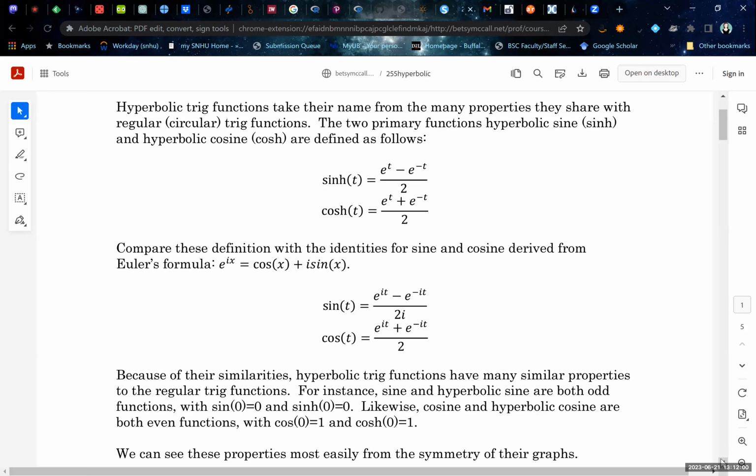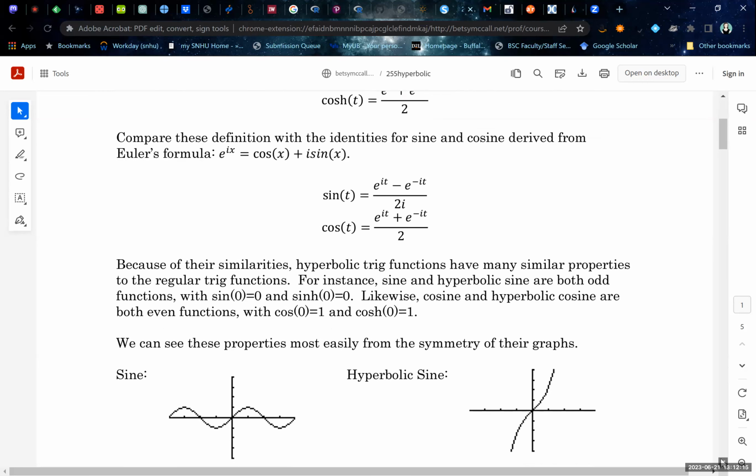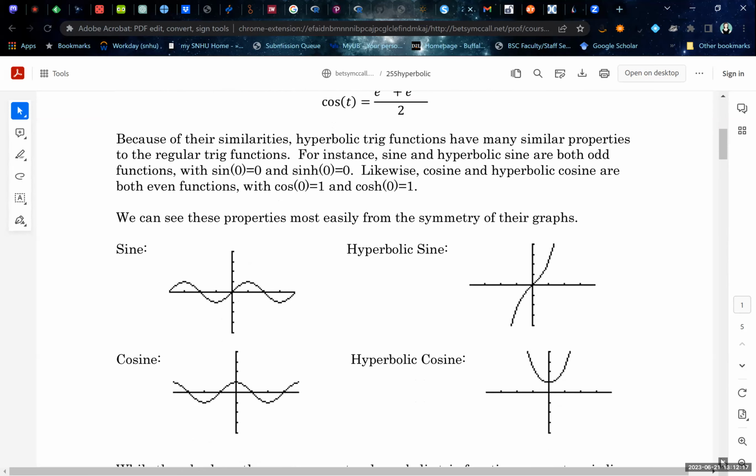So again, these properties are really similar to each other. Now, the same thing applies, of course, to the other hyperbolic trig functions, which we'll define in a moment. But they're defined very similarly. The even and odd properties are the same, and their behavior at 0 is typically also identical.